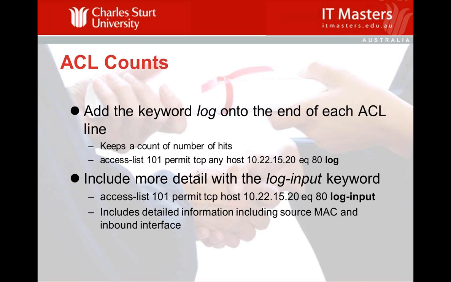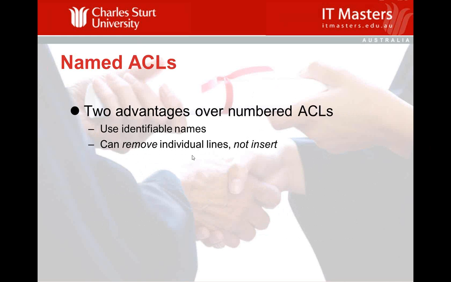Okay, but again, once you've done that, it's also a good idea to ship that detail off to your log server, your syslog server somewhere, so you keep track of it, because obviously the router buffer will eventually fill up if you're getting hit a lot. Okay, so named ACLs have two advantages over numbered ACLs. You can use identifiable names and you can remove individual lines, but you can't insert them.